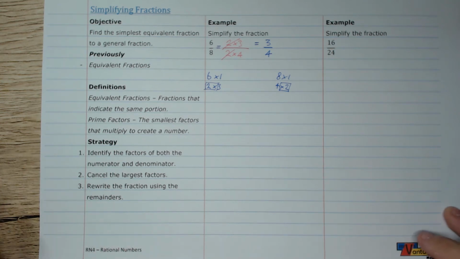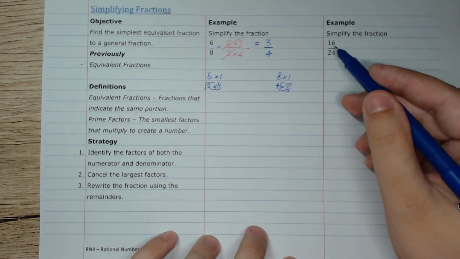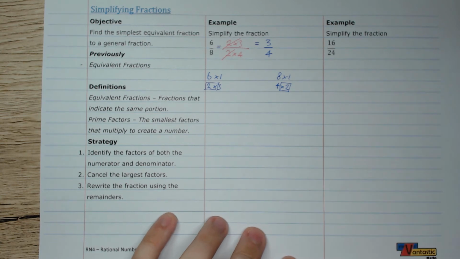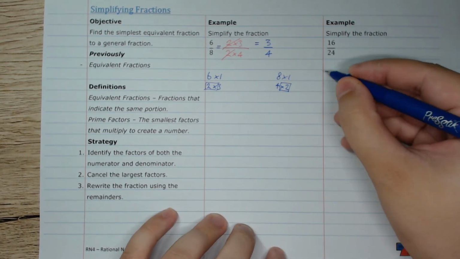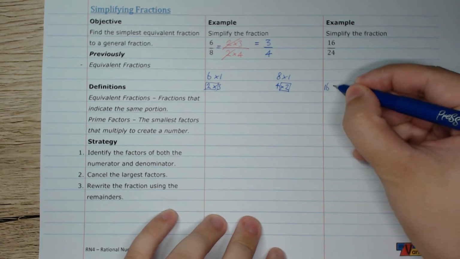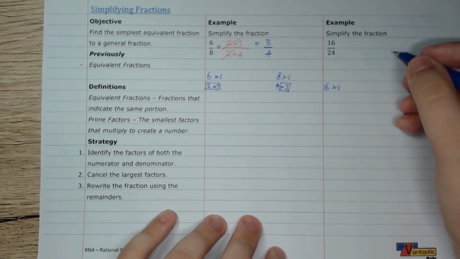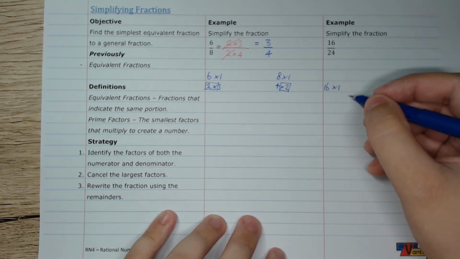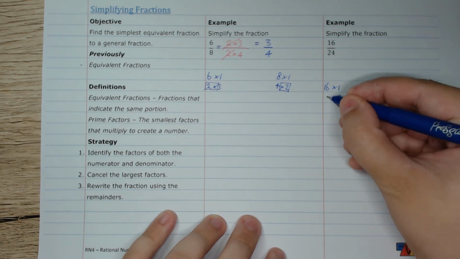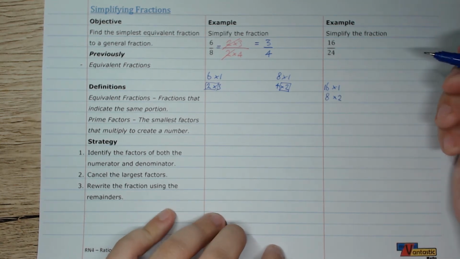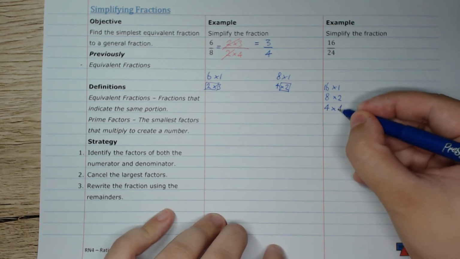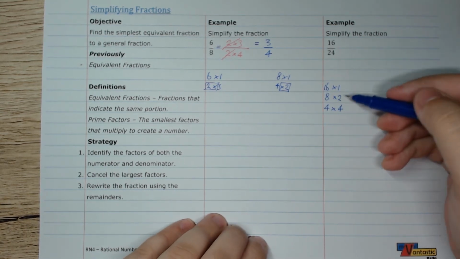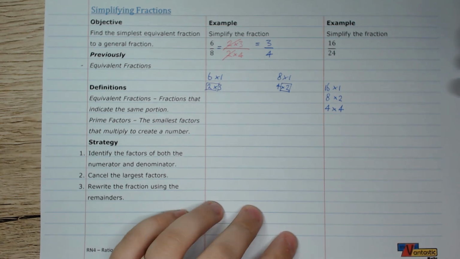That's a simple one. Here we've got 16 over 24, and I can do the same thing. I could break 16 up into 16 times 1. I could go 8 times 2. I could go 4 times 4, and then I could go in the reverse. I won't write the reverses.